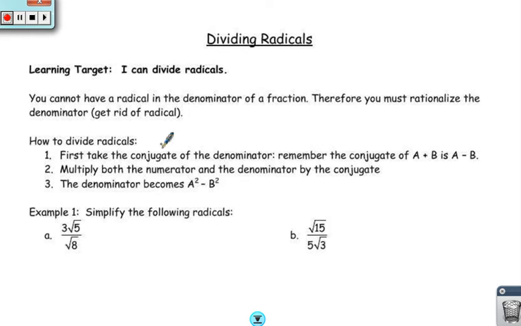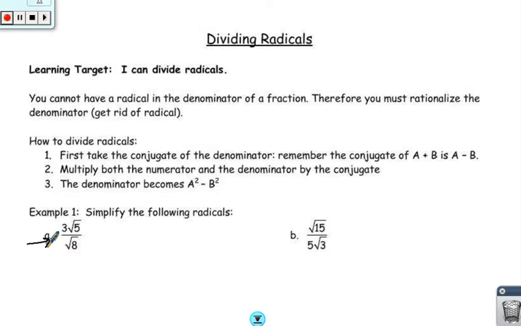Hi guys, we're going to divide radicals today. Dividing radicals just means that you cannot have a radical in the denominator of your fraction, right? The top divided by the bottom. Just like we couldn't have imaginary numbers in the bottom, just like you can't divide by 0, you cannot divide by a radical. So how do you get rid of the radical on the bottom?